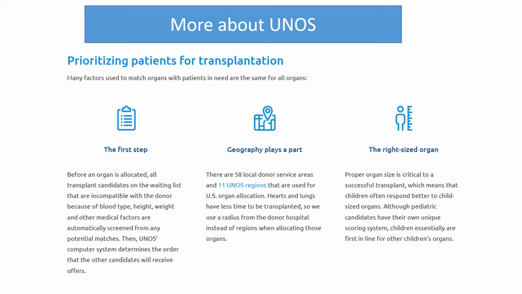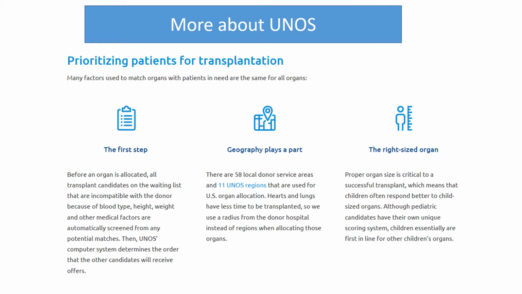So we use a radius from the donor hospital instead of regions when allocating those organs, right? And then the right-sized organ. You can't stick a heart from someone who's 7 feet tall into someone who's 4 feet tall. Proper organ size is critical to a successful transplant. So children often respond better to child-sized organs, which nobody wants to think about. That's a horrible thought.